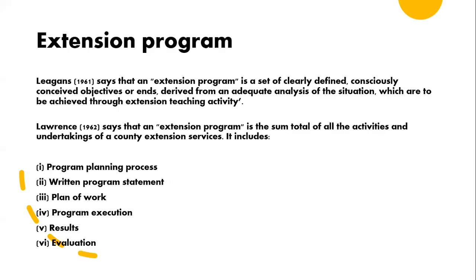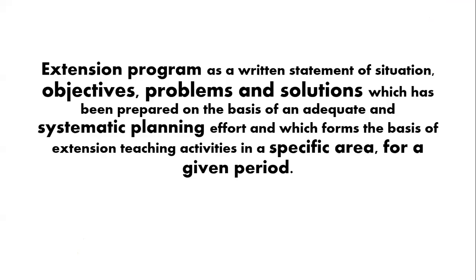In the programs, you know that there is the program planning process, the written statements, the plan of work, and the program of execution. The results after the execution and the evaluation follow. These are the main six parts in extension programs.